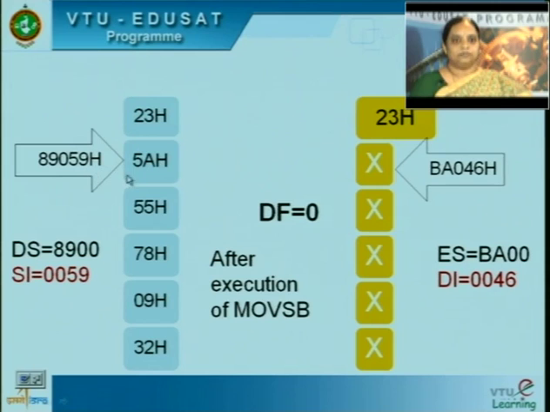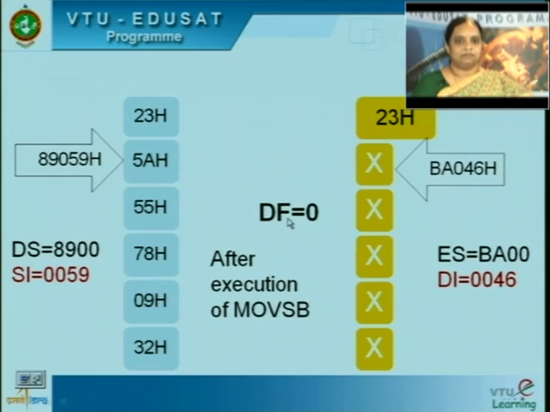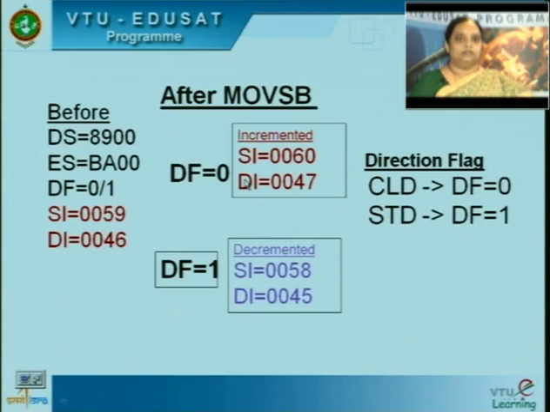Similarly, the destination pointer also has been incremented. So the execution of MOVSB has copied 1 byte of data from the source string to the destination string. Now what happens if DF is 1? The direction flag here in this example is 0. Suppose the direction flag is 1. The contents of SI and DI, instead of incrementing, are being decremented.